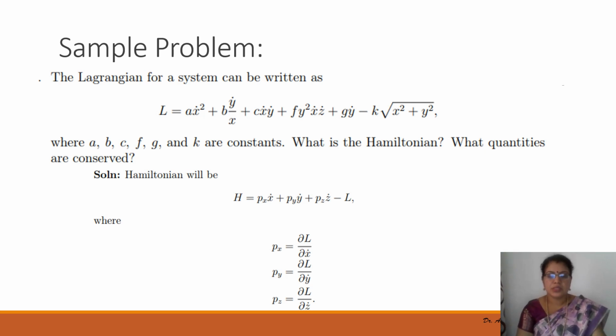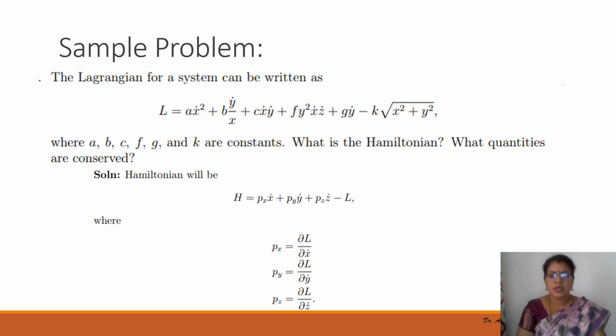So how are we going to get the Hamiltonian? We know already the formula for h is nothing but summation pk qk dot minus L. So here we have three dimensions x, y, z. So it is going to be px x dot plus py y dot plus pz z dot minus L. So now we have to get what px, py, pz are. Each of these is nothing but the conjugate momenta. So px is dou L by dou x dot, py is dou L by dou y dot, pz is dou L by dou z dot.